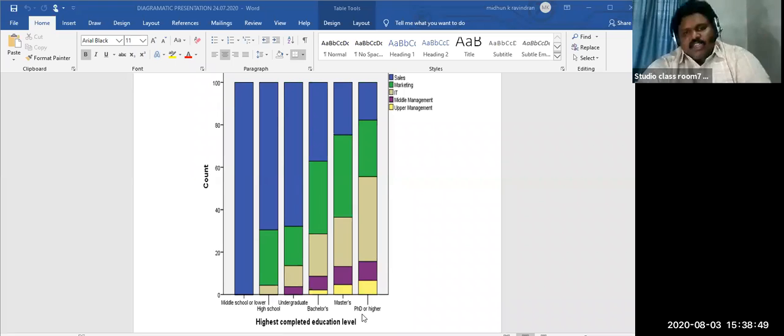Coming to here, it is PhD, the people who completed PhD or other higher level education. For them again divisions are there, in which this yellow color indicates upper management. They are doing managerial level business jobs. Management. That was nearly 5%. We can say nearly 5 to 6%.